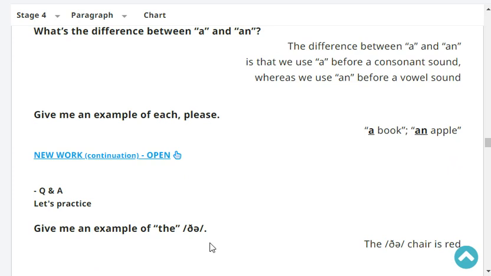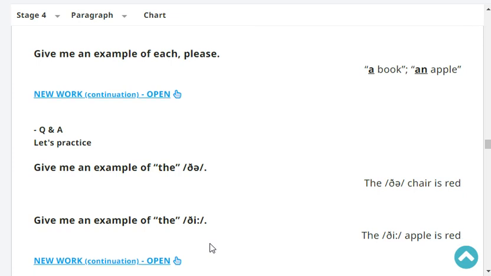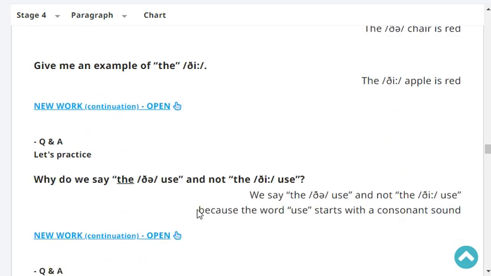Give me an example of the. The chair is red. Give me an example of the with apple. The apple is red. Very good.